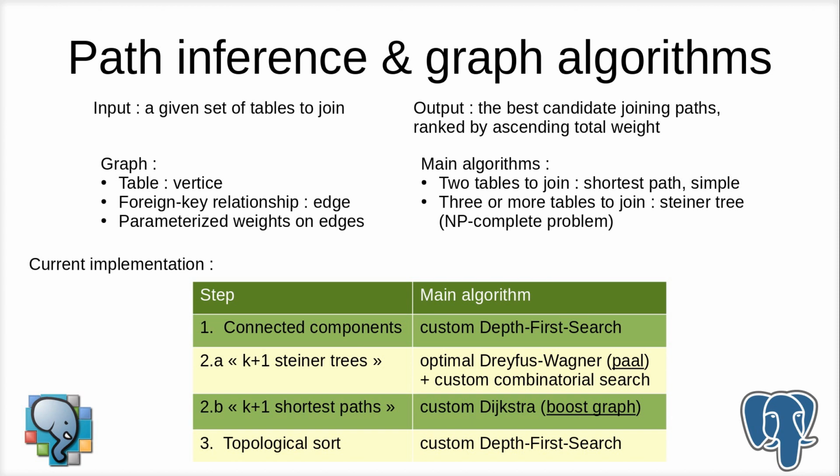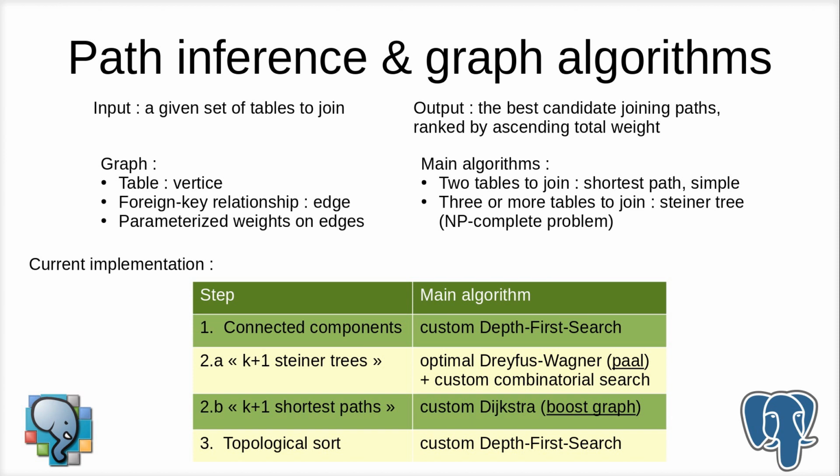The second part is, depending on if you want to join 2 or more tables, simply shortest path for 2 tables, or for 3 or more, a combination, actually a multiplication of Steiner trees and shortest path. I put k plus 1, which is a refinement of those algorithms that produce rankings, not only the best, but all the best, and more. Some that have a good score, but not the best. The amount of which can be parameterized.